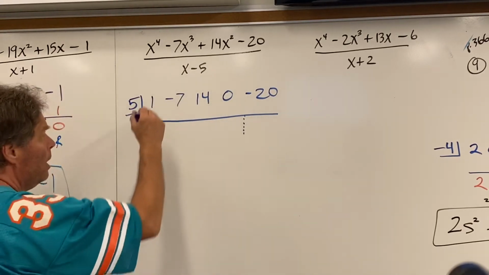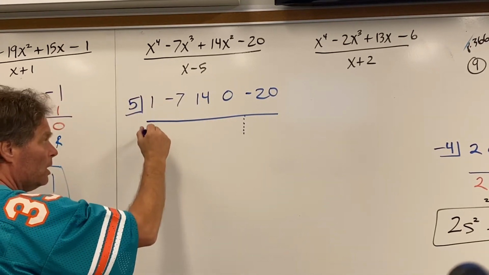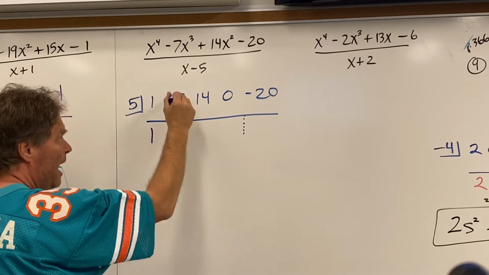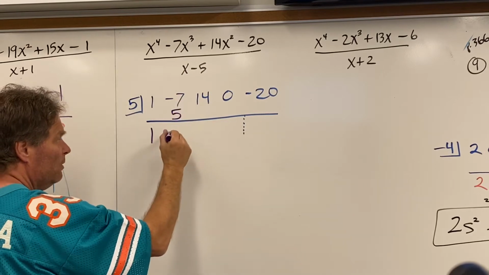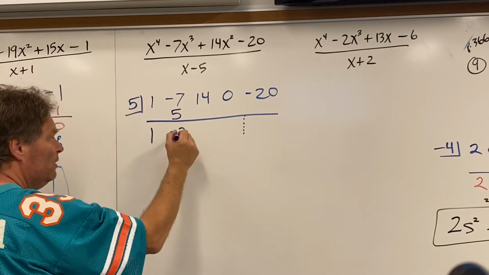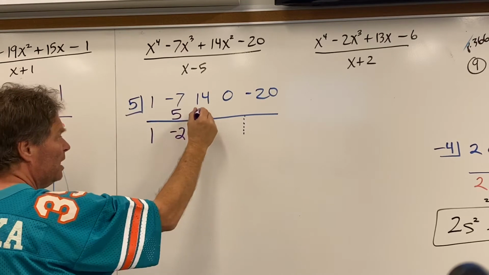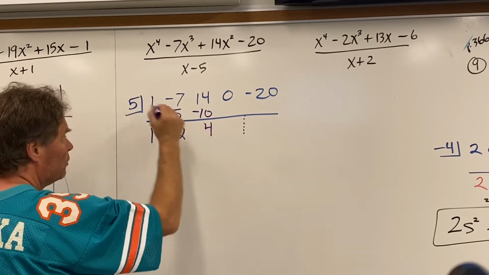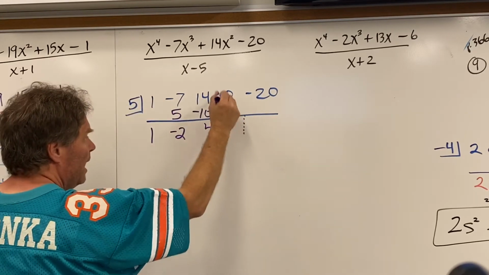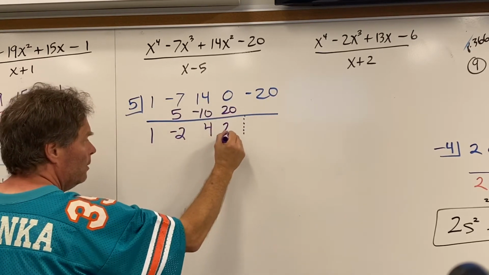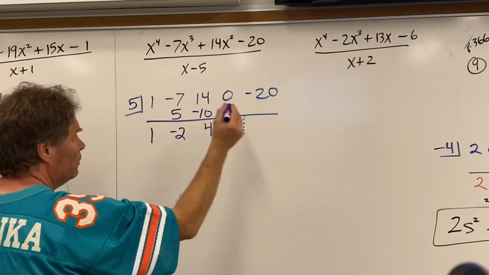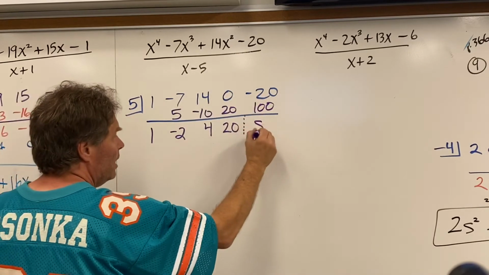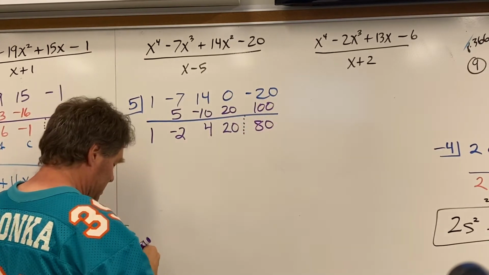So here we go. Bring the first number down below the line. Boom. Multiply. This times this. Boom. Add these together. -7 and 5. -2. Multiply these two. -2 times 5 is -10. Add those together. 4. Multiply. 4 times 5. 20. Add those together. 20. Multiply those. 100, right? And then add those together. 80. So that's the deal.